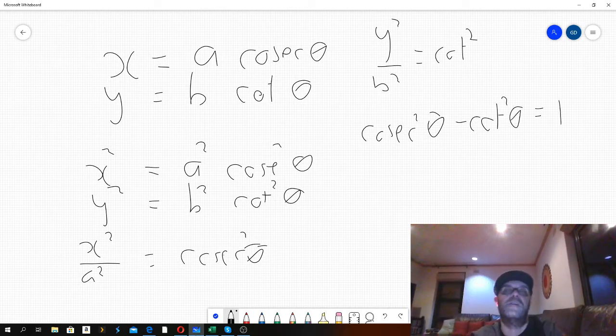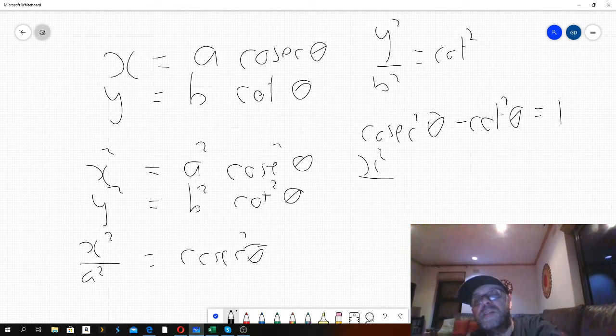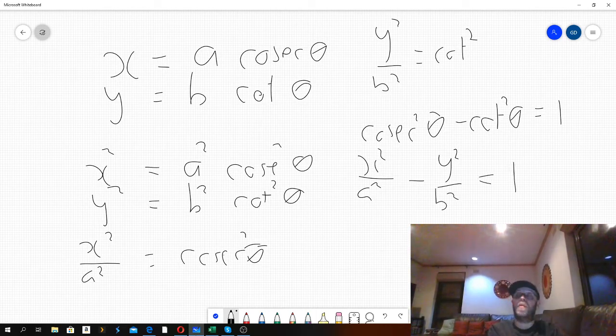But what is cosec squared? Well, it is x squared over a squared. So we'll write x squared over a squared instead. And what is cot squared? Well, that's y squared over b squared. And of course that equals 1. When we look at that equation now, we no longer have any thetas involved whatsoever. So we've eliminated theta from the equation.